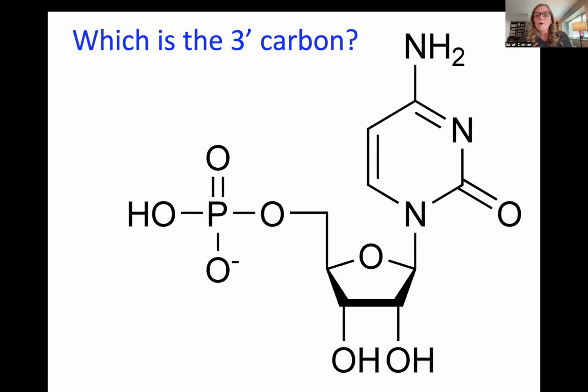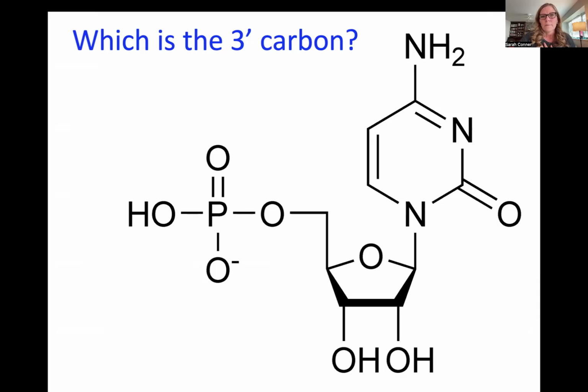So I want you to go through and answer this question for me. Which is the 3 carbon? So now we're counting carbons on the sugar. So we're looking at this structure right here. You can pause me for a second if you want and see if you can find the 3 carbon sugar. Which one is it?